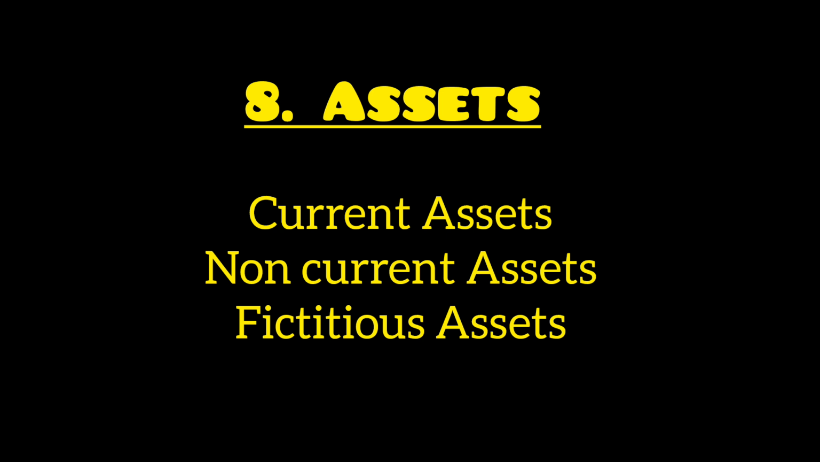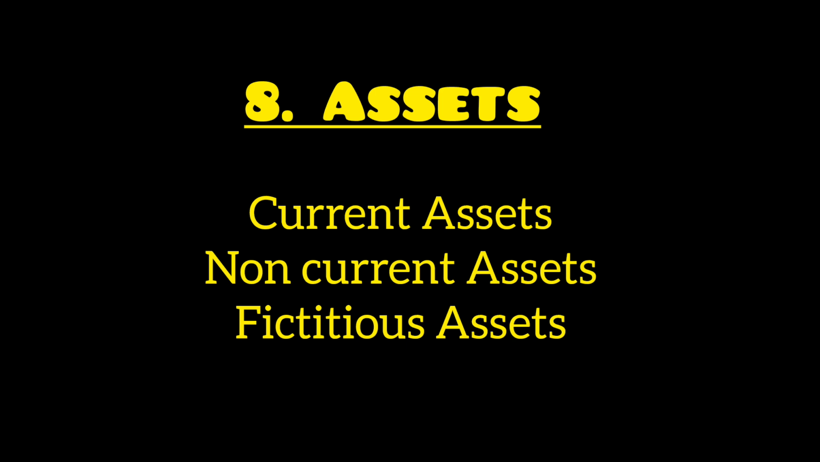Now what are current assets? Current assets are those assets where we get the benefit for a very short period of time, that is less than a year. For example, cash. Cash is a current asset. Stock is also a current asset because it can be easily converted into cash.